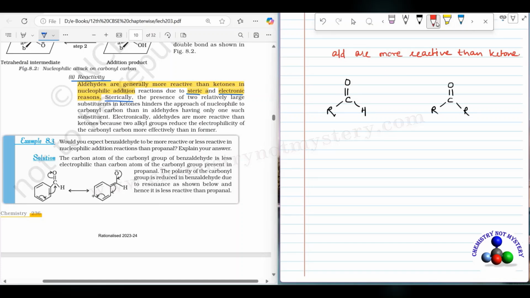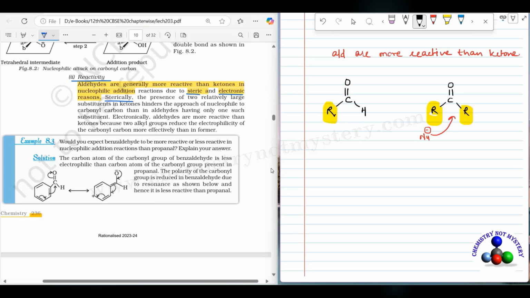So because of the presence of these two bulky R groups, it is sterically hindered. So when nucleophile try to approach to carbonyl carbon, these two alkyl groups hinders the path of nucleophile. That's why ketones are less reactive. While in case of aldehyde, there is only one alkyl group. So that's why it doesn't hinder the path of nucleophile. So this was the steric reason for the lower reactivity of ketone or the higher reactivity of aldehyde.